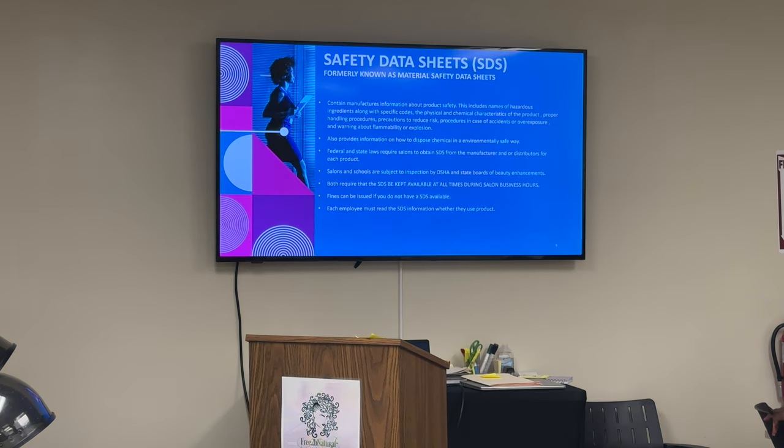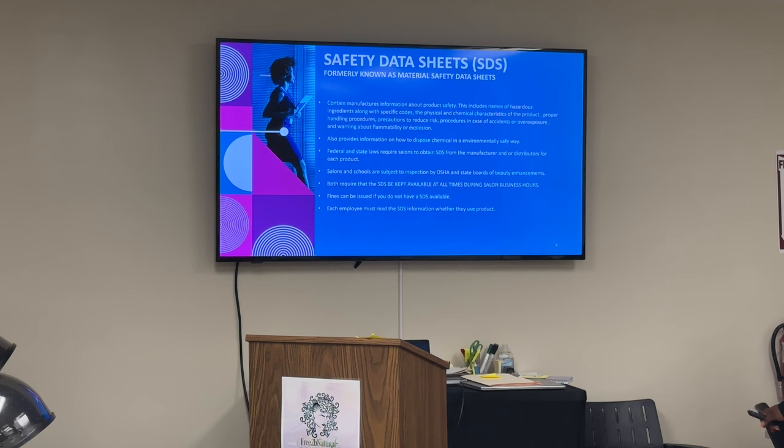Okay, the safety data sheets, SDS, formerly known as material safety data sheets. This contains manufacturers' information about product safety. This includes names of hazardous ingredients along with specific codes, the physical and chemical characteristics of the product, proper handling procedures, precautions to reduce risk, procedures in case of accidents or overexposure, and warnings about flammable or explosive materials. It also provides information on how to dispose of chemicals in an environmentally safe way.